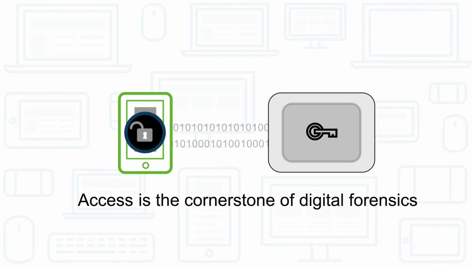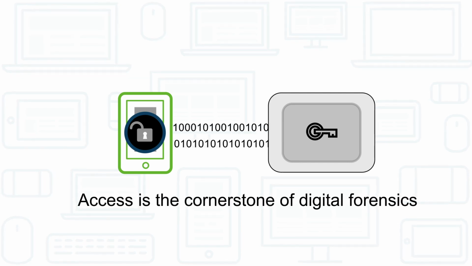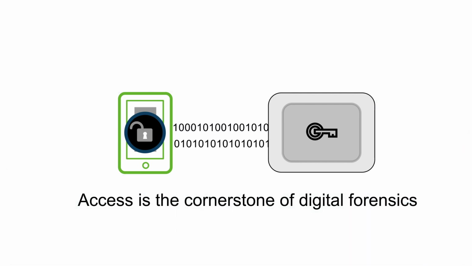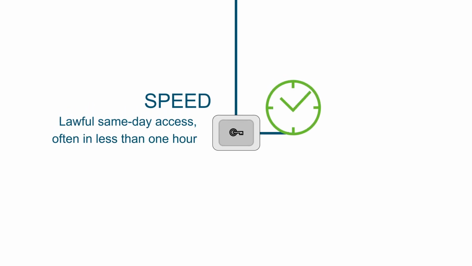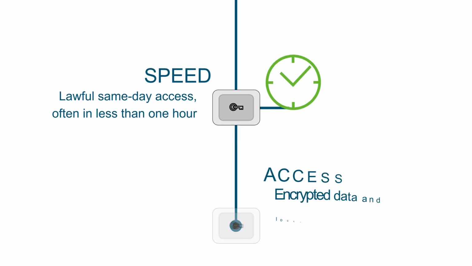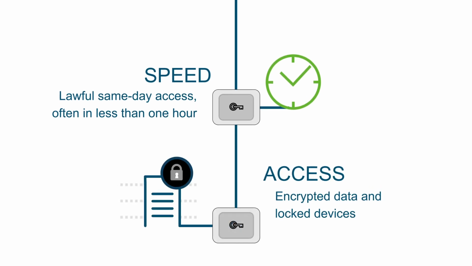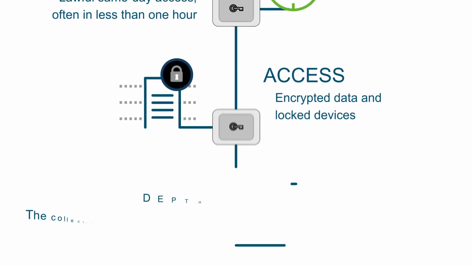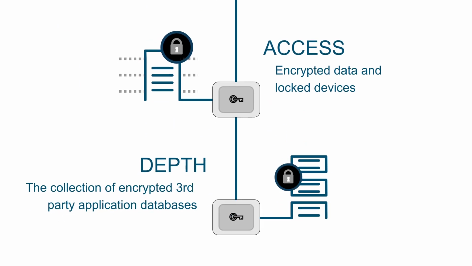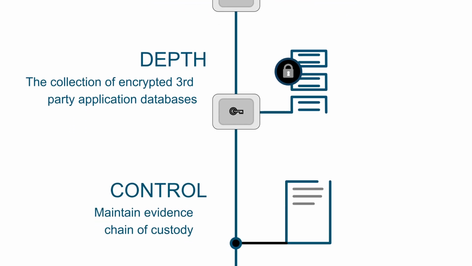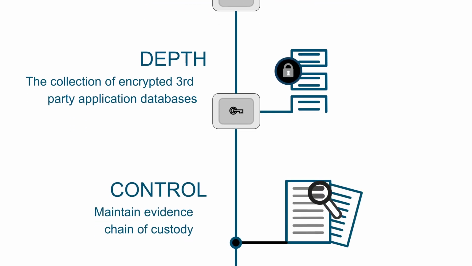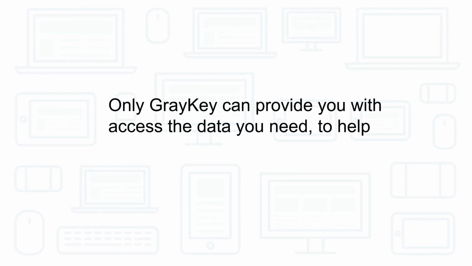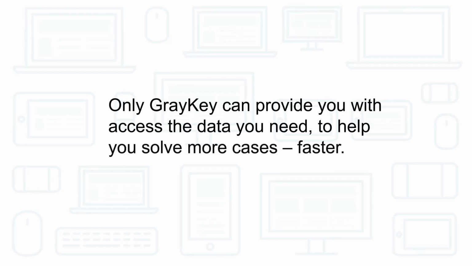Access is the cornerstone of digital forensics, and with GrayKey, you will have a solution that provides speed: lawful same-day access for the latest iOS devices, often in less than 1 hour. Access: to encrypted data and locked devices. Depth: the collection of encrypted third-party application databases and other decryption support. Control: the ability to maintain evidence chain of custody. Only GrayKey can provide you with access to the data you need to help you solve more cases faster.